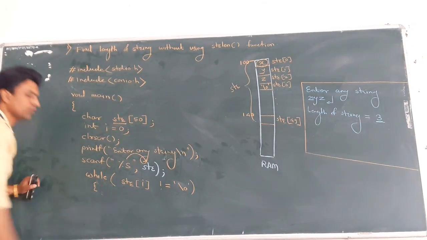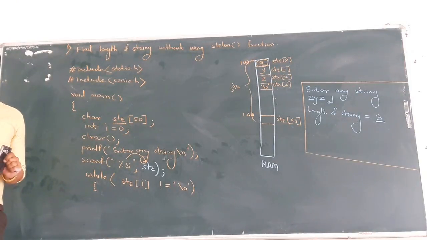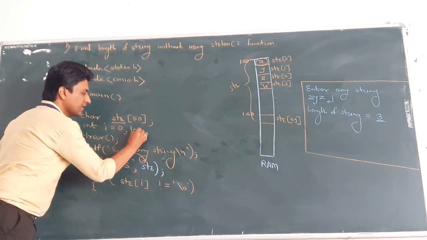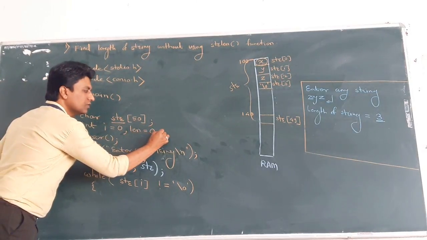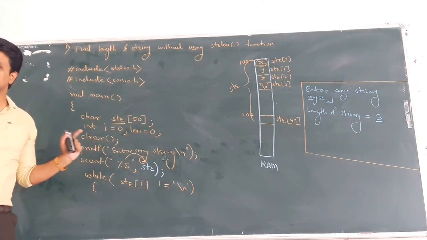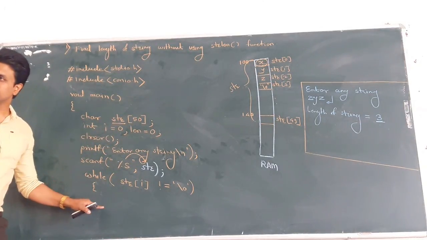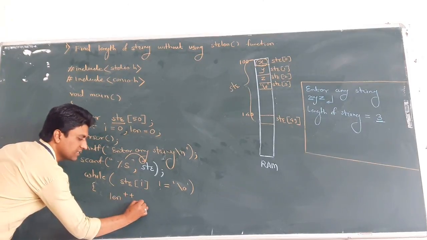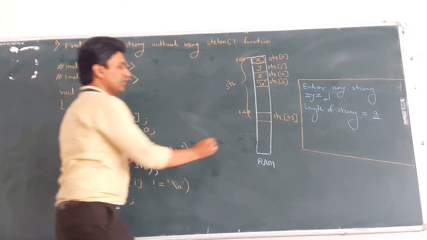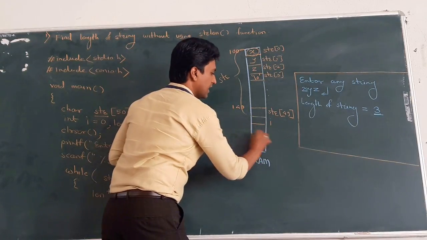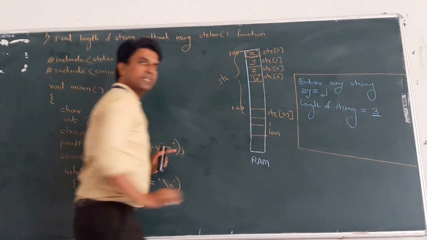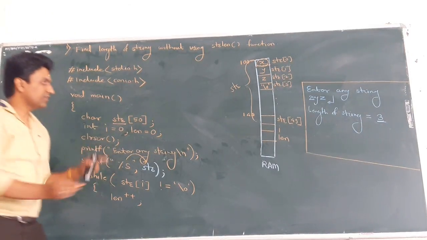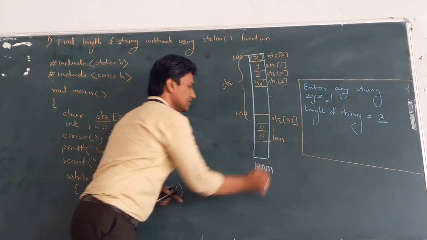So inside the while loop, take another variable for calculating the length. So take another variable, integer type, length is equal to 0. Initially length is equal to 0. When you enter the while loop, increment length, that is length plus plus. Okay, so for length and i, memory gets reserved. 2 bytes are reserved on the RAM, random access memory. So initial values are 0 and 0.